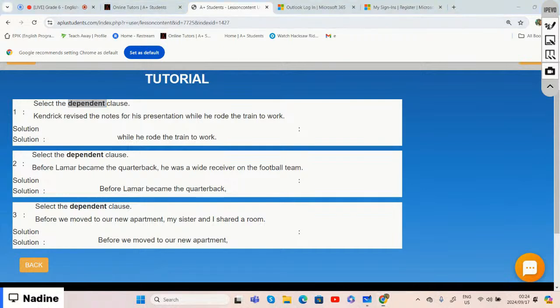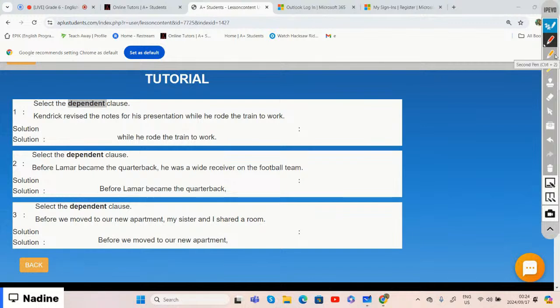And if we were to identify our dependent clause within that sentence, we can say it is while he rode the train to work. There, while, it starts with a subordinating conjunction. While. The next one says we need to select the dependent clause within the sentence.